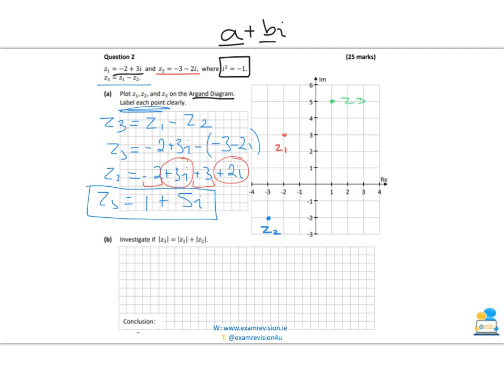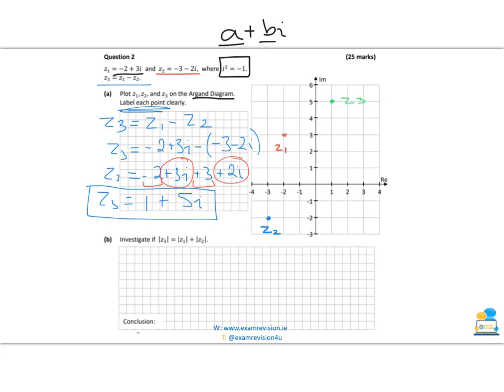And on this particular exam question on the ordinary level course, that first part A was worth 15 marks. So you can see you're getting 15 out of 25 for simply applying a little bit of adding and subtracting rules and also labeling them on the Argand diagram.